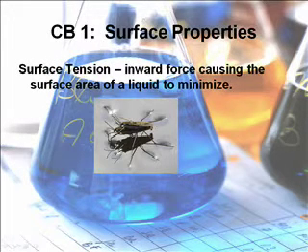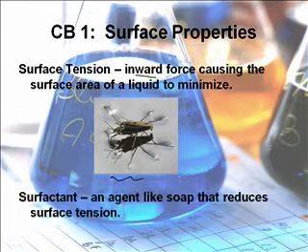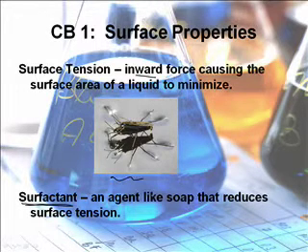Alright, surface tension is the inward force causing the surface area of a liquid to minimize. So if you look at these skeeter bug guys, they're actually kind of like walking on water, aren't they? Isn't that kind of cool? And if you want to reduce the surface tension, you can have a substance called a surfactant.